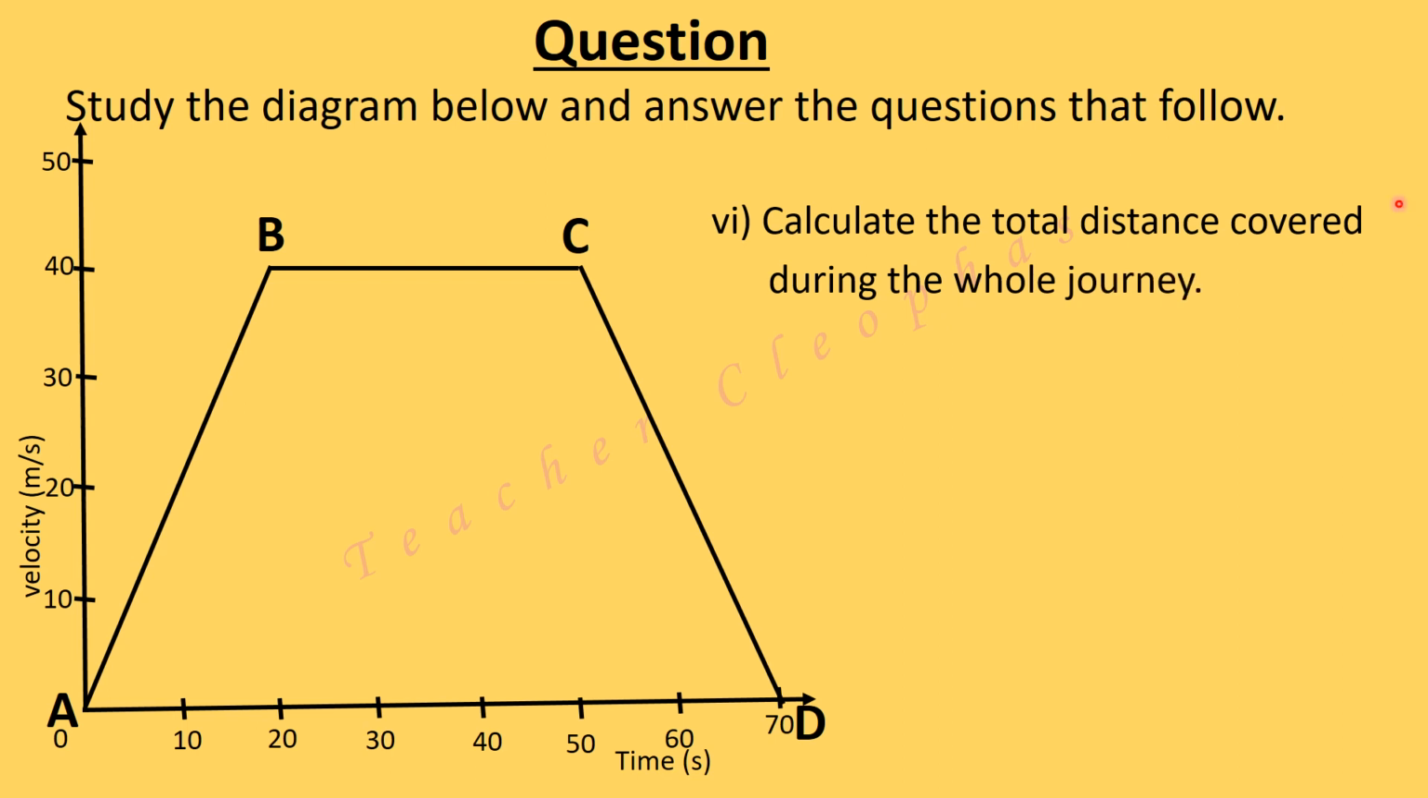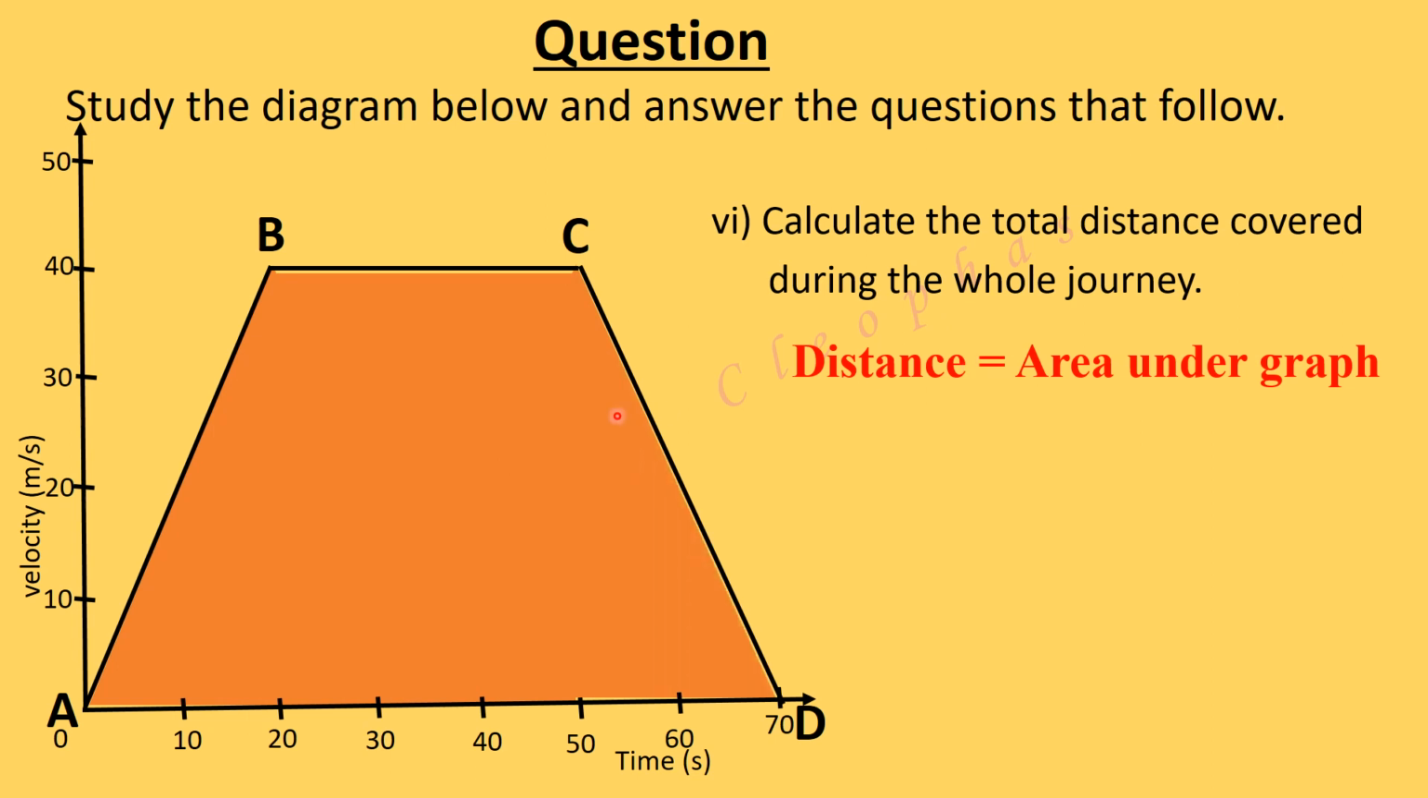The next question is question 6, whereby we are required to calculate the total distance covered during the whole journey. To get the distance covered, we simply determine the area under the graph, and this area under the graph is simply the area of a trapezium, because we can see that this figure forms a trapezium. Area of a trapezium is given by a half h into a plus b, whereby h is the height, a plus b, this is the sum of parallel sides.